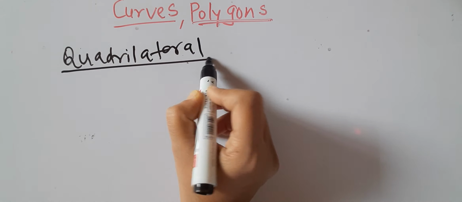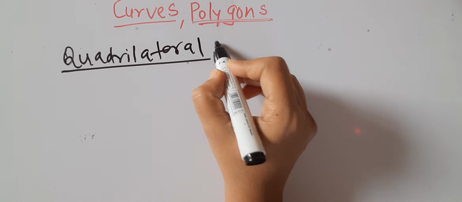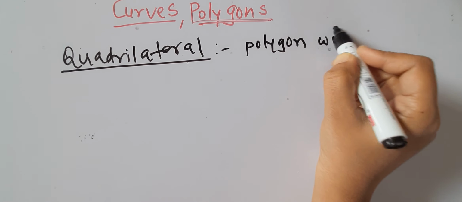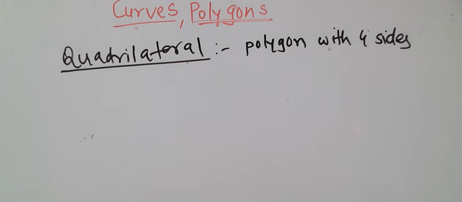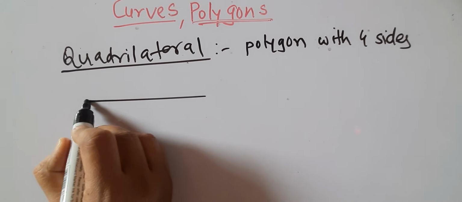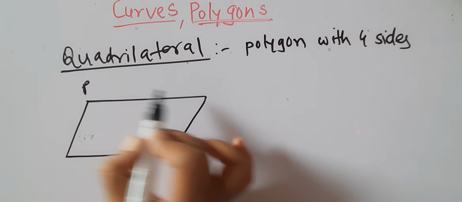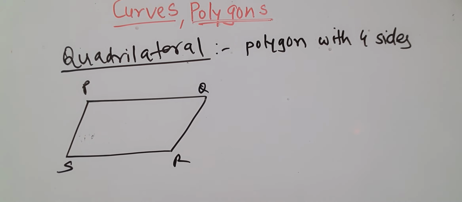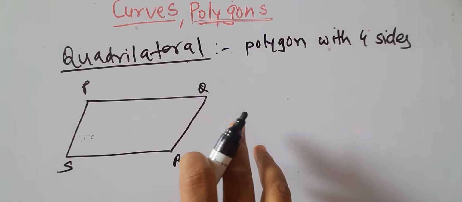What is a quadrilateral? A polygon with four sides is known as a quadrilateral. You can draw any polygon which has four sides. You can draw a square, you can draw a rectangle. Any polygon which has four sides is known as a quadrilateral.